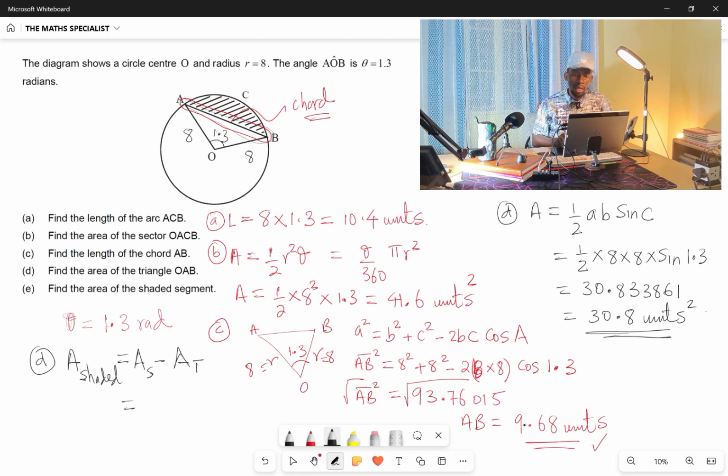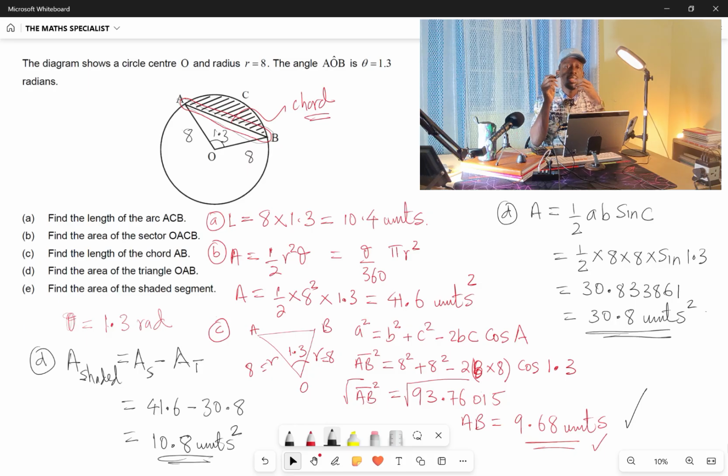The area of the whole sector we do have. It is 41.6, minus the area of the triangle we do have, which is 30.8. So 41.6 minus that, you will get 10.76, which is equivalent to 10.8 units square.